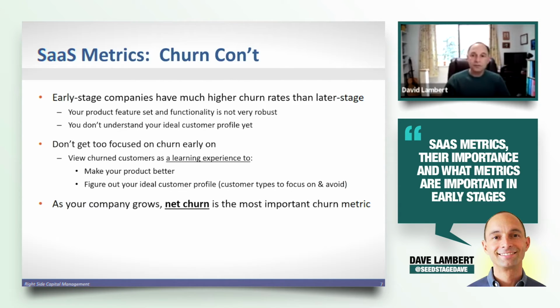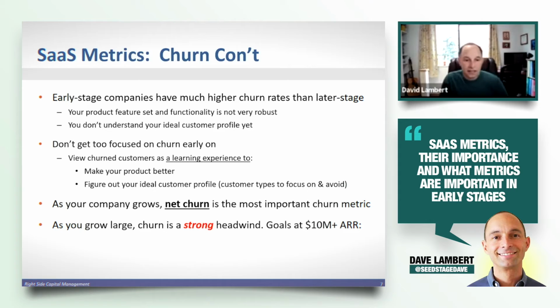As your company grows and your ARR gets larger, net churn is the most important churn metric to track. That's the last one we talked about on the previous page. And what I'm going to do is talk about the goals when you get quite large. I'll jump ahead to when you're at a 10 million plus ARR run rate, because as you get larger, churn becomes a really strong headwind. So it's not that big a deal if you've got $1 million in ARR and 20% of your customers churn out over a year.